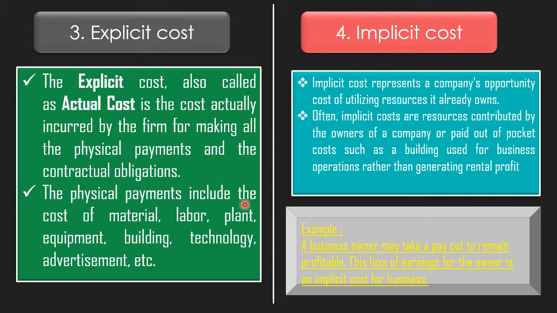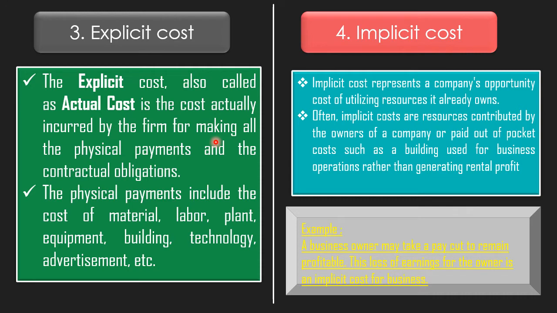The next cost is explicit cost. It is also known as actual cost. It is actually incurred by the firm for making all the physical payments and contractual obligations. So basically explicit cost is the cost which is incurred on the things which are used in the production, and we can calculate it very clearly because everything regarding this cost is available. The data is available regarding how much we are paying to the labor, how much we are paying for the material purchased, building purchase, technological changes which occur in the business. We have some data with us to calculate and account for these things.